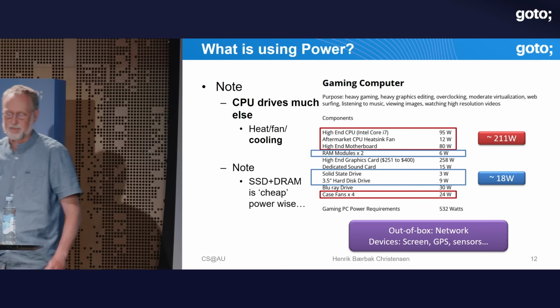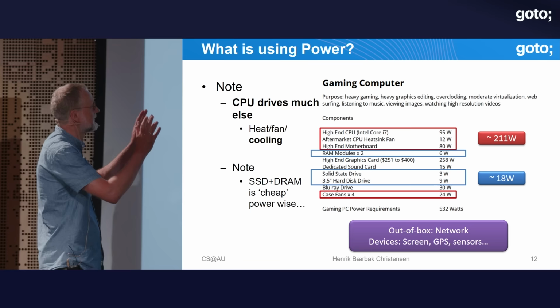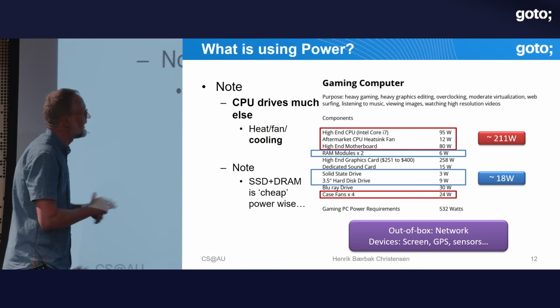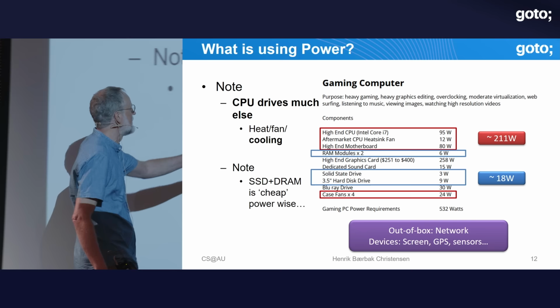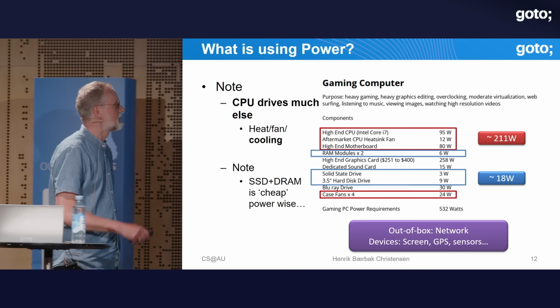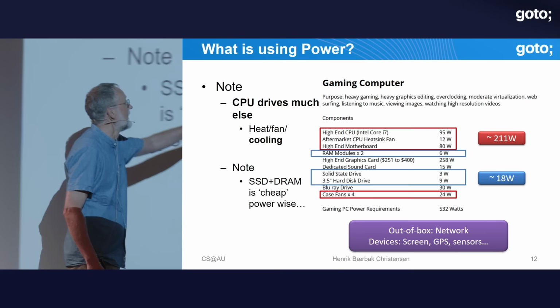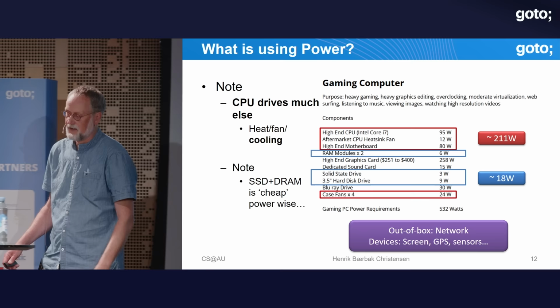Okay, so we have to look at what computers spend the energy on. I looked for data and I found this pretty old data for a gaming computer, but the basic idea is more or less the same. The numbers have changed a bit, but there's some consistency in this. So in the blue lines, I've taken the hard disks and the RAM modules, and they amount to about 18 watts. So that's what they take from a computer. And then with the red boxes, I took whatever happens which is related to the CPU.